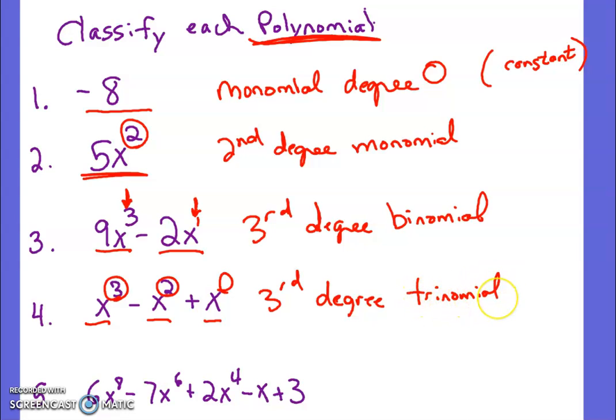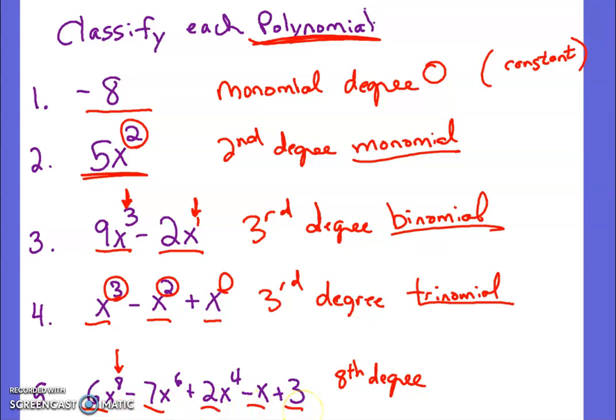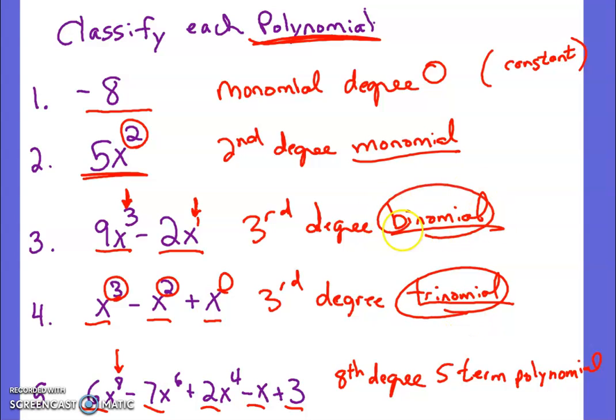And remember, if it has 1 term, 2 terms, or 3 terms, they have special names: monomial, binomial, trinomial. Now, if something has more than 3 terms, it doesn't have a special name. All right, so this would be an 8th degree. And notice it has 1, 2, 3, 4, 5 terms in this polynomial. So you would just say 8th degree, 5 term polynomial. Remember, if it has a special name, I want you to name it, okay? But if it doesn't have a special name, like 4 terms, 5 terms, just say how many terms it has.